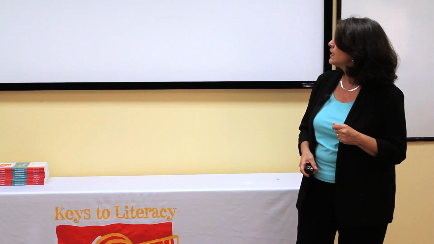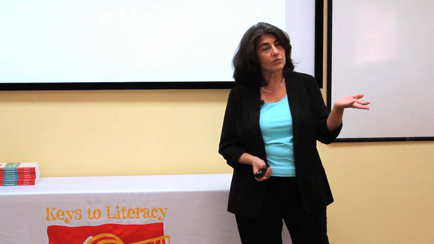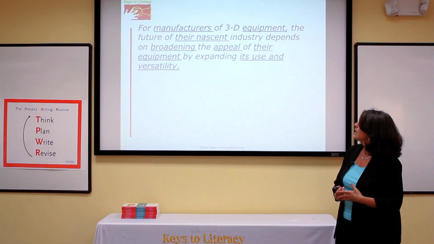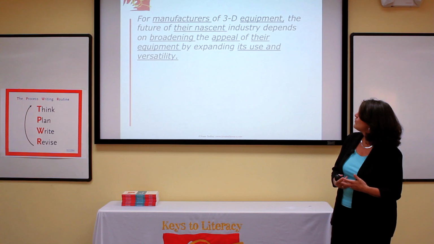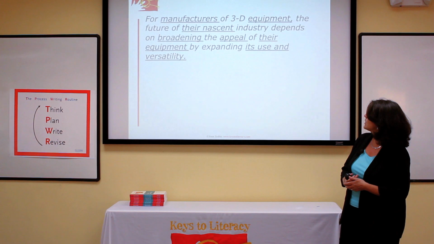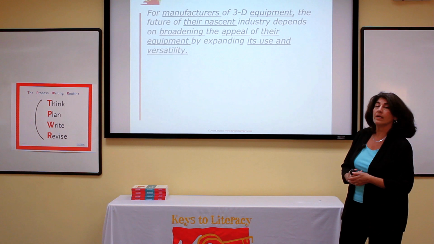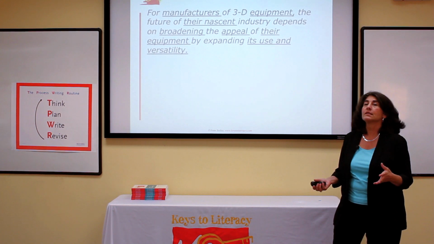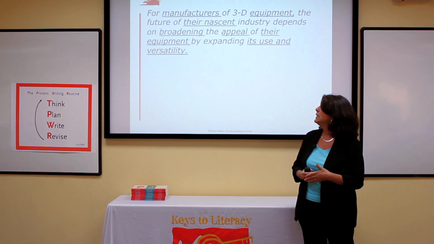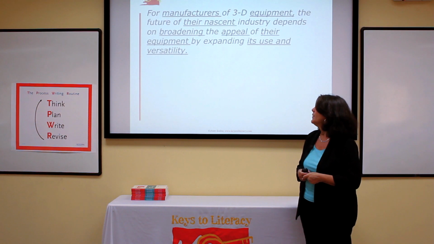So what I've done is I've chosen a sentence from one of the sources about 3D printers that we've been using. And this is a sentence. Let's read it out loud. For manufacturers of 3D equipment, the future of their nascent industry depends on broadening the appeal of their equipment by expanding its use and versatility. So this is a classic example of a really complex sentence. It has lots of moving parts to it. There's some fairly sophisticated vocabulary interspersed here.